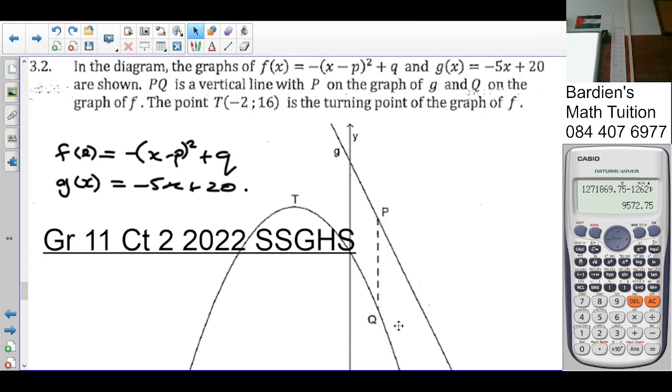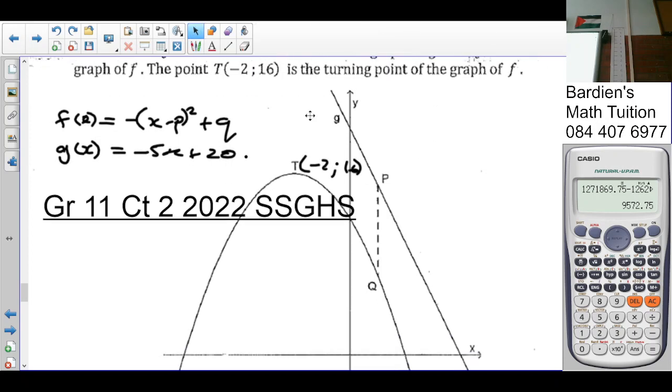Then we are told that PQ is a vertical line with P on g and Q on f. The point T, which is negative 2 and 16, is the turning point of the graph of f here.